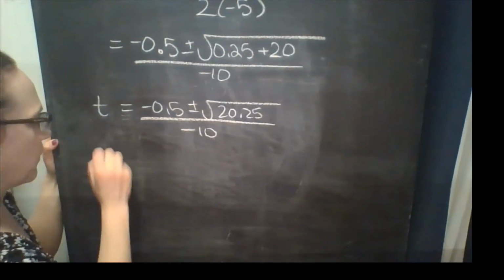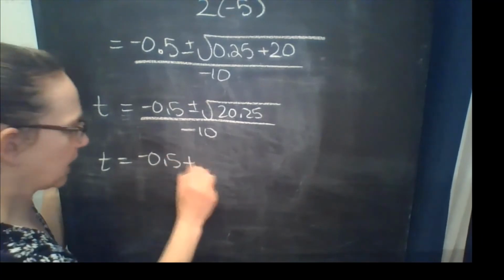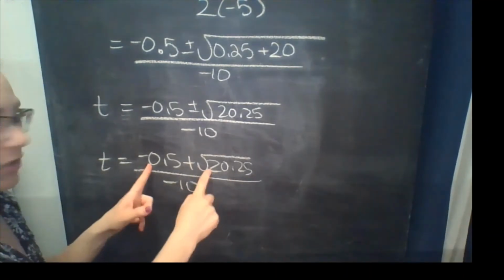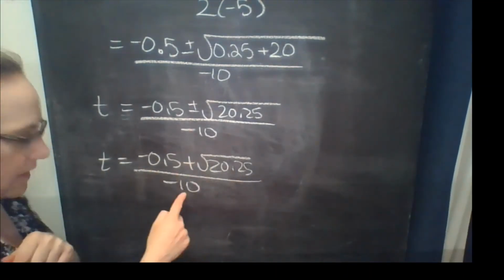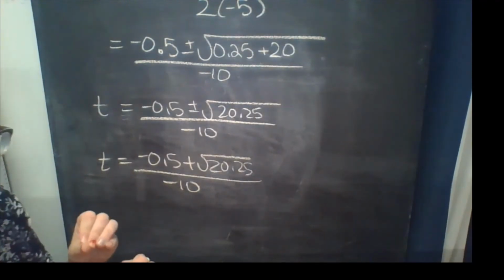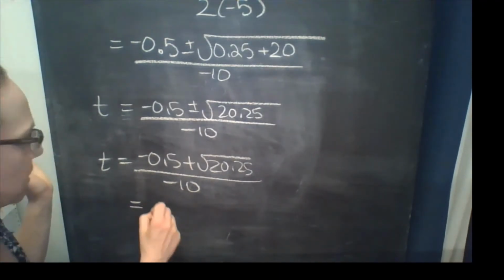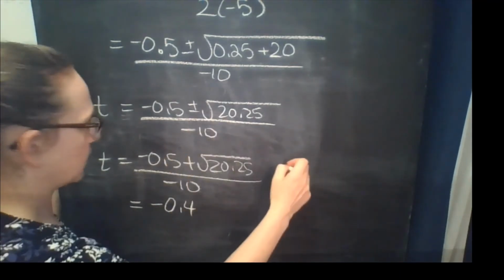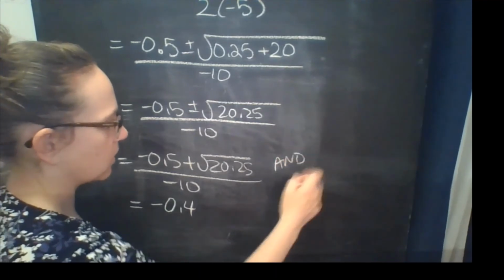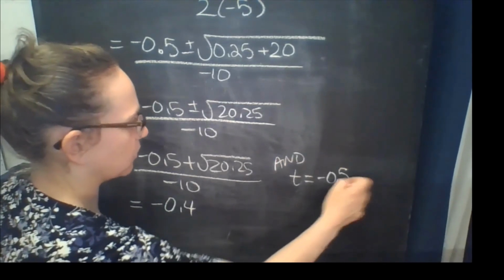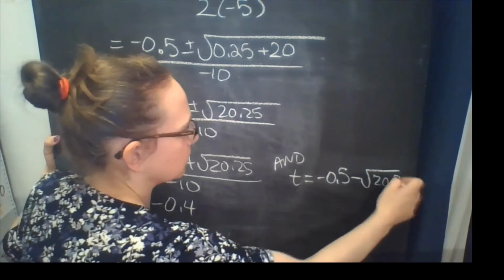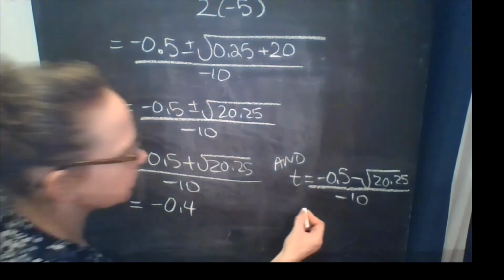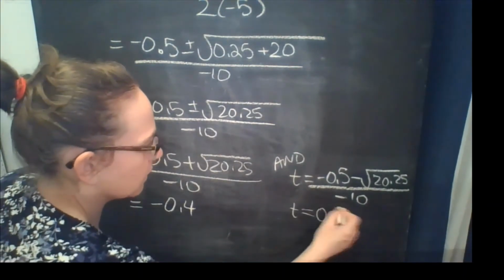Let's see. We've got t is equal to negative 0.5 plus the square root of 20.25, all divided by negative 10. Make sure you calculate your numerator first, hit equals, and then divide by negative 10. That'll save you your order of operations issues. That should give you an answer of negative 0.4. Now I need to do the minusing version. So t equals negative 0.5 minus root 20.25, all divided by negative 10. And when you calculate that one, you should get an answer of 0.5.